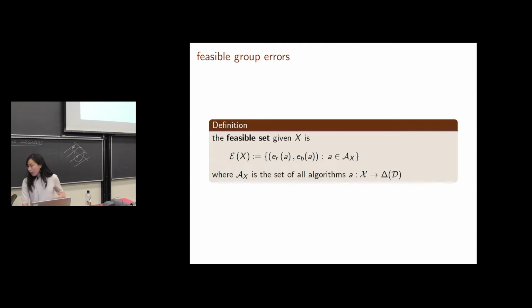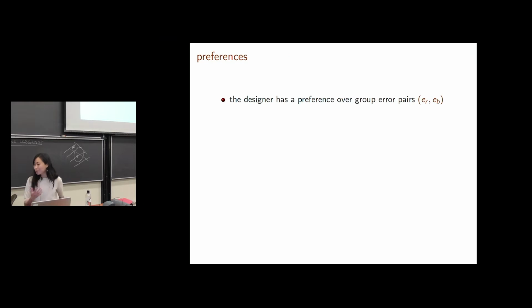Now, as we range over different algorithms, we're going to get different group errors. And fixing any primitive covariate vector x, we're going to define the feasible set to be all possible group error pairs that are implemented by some algorithm which takes that covariate vector as an input. All of the analysis is going to be about these pairs. Remember, this is the group R error using that algorithm. This is the group B error. And the designer is going to have preferences that help determine which of these error pairs is actually implemented.